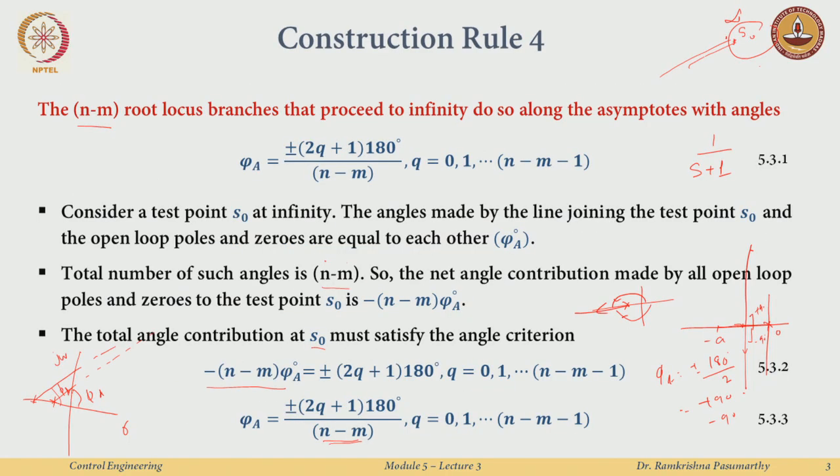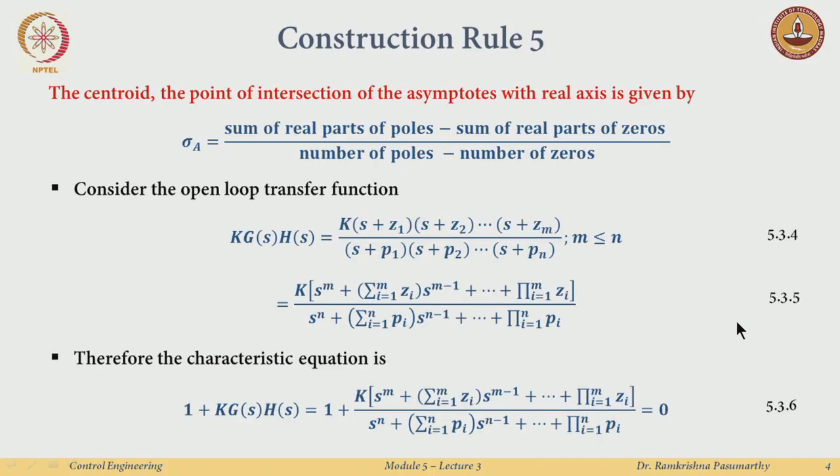Now, these asymptotes will have some starting point on the complex plane. So the centroid, or the point of intersection of the asymptotes with the real axis, is computed in this way. I get the sum of all the real parts of the poles minus the sum of all the real parts of the zeros, divided by the number of poles minus the number of zeros. This will again be n minus m. So where does this come from?